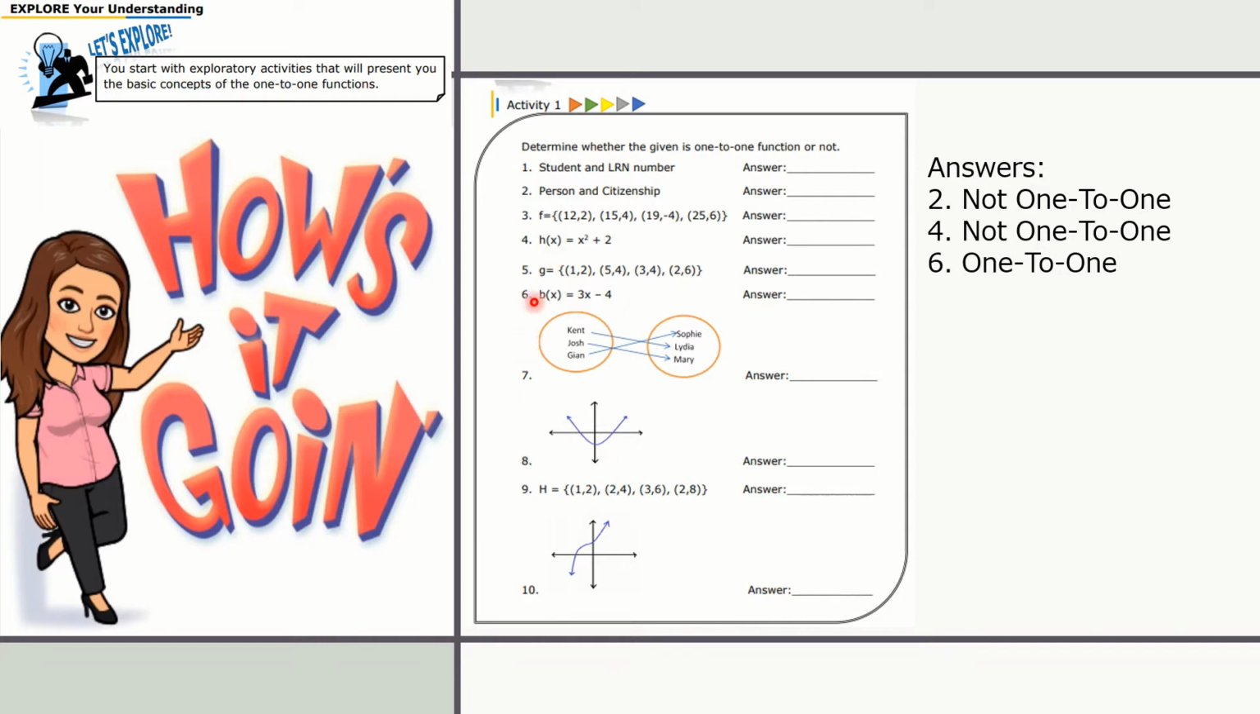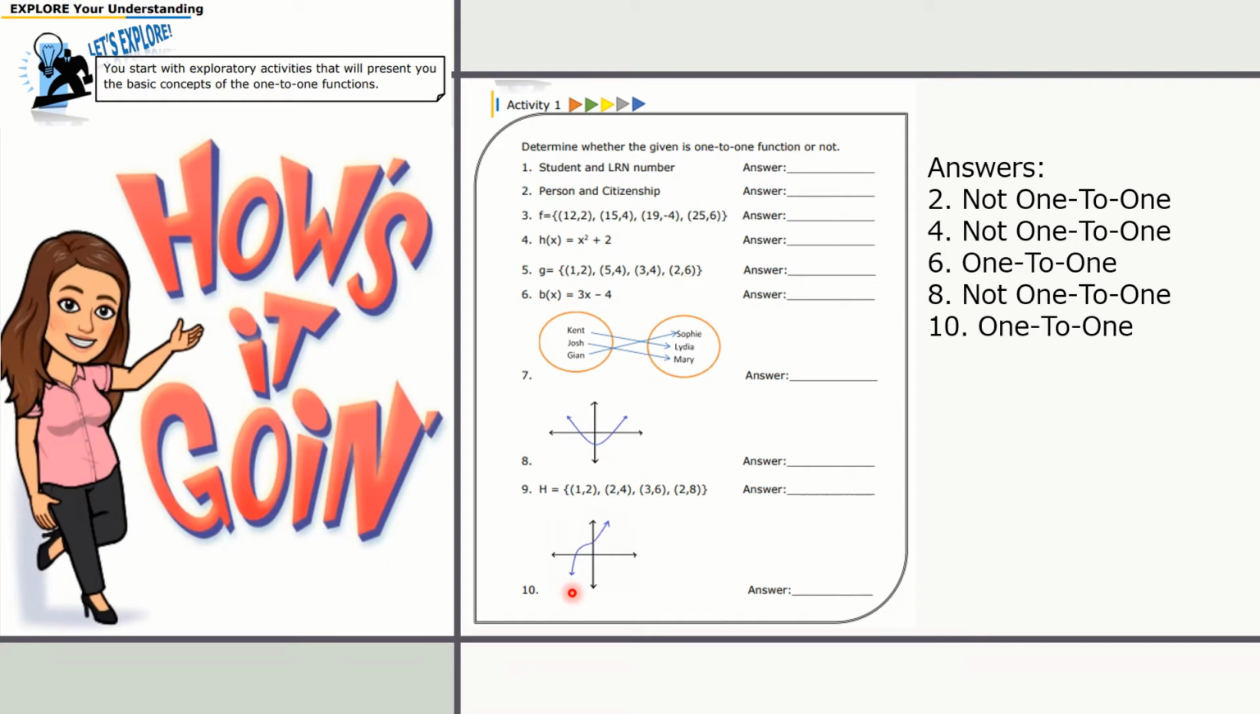That's right, it's one-to-one. b of x is equal to 3x minus 4 is linear, and all linear functions are one-to-one. Alright, let's go to number 8. We can see clearly a graph. It is a parabola. So, similar reasons apply to number 4 for number 8. It is not one-to-one. How about number 10? You're right. It clearly is one-to-one.